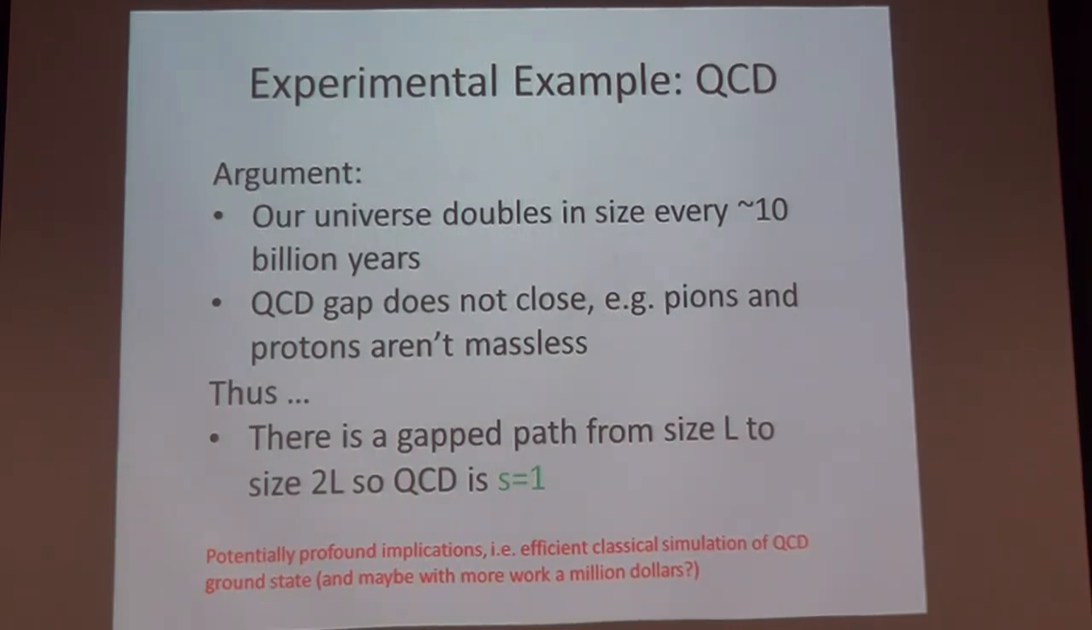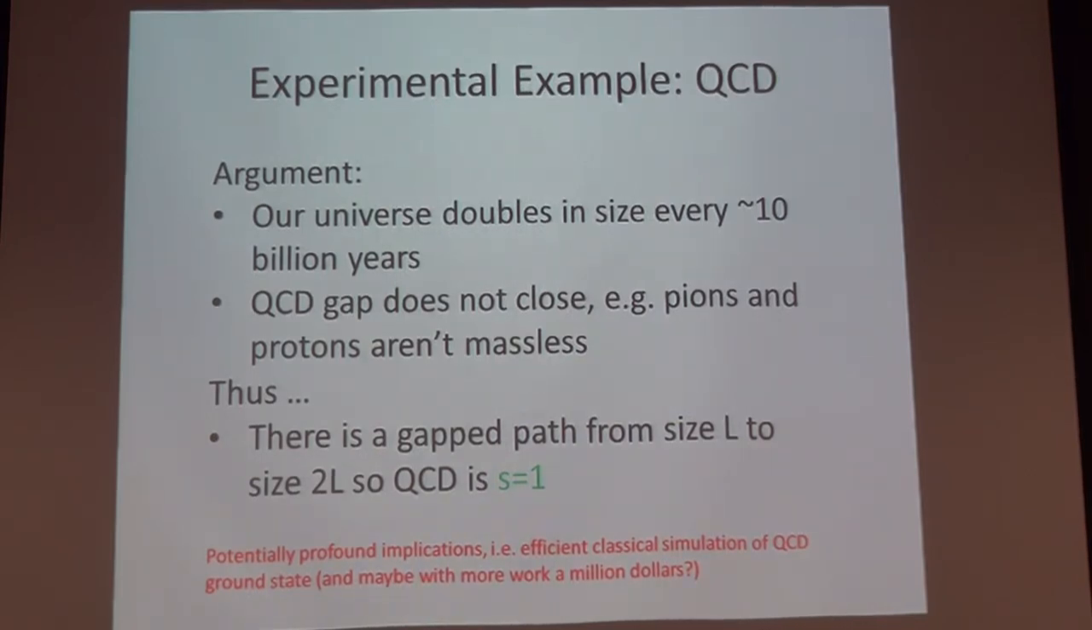Here's a kind of amusing experimental example, which I like. So I talked about expanding universe. Well, our universe is actually expanding. Every 10 billion years or so, it doubles in size. And QCD is a quantum field theory with a gap. And the gap does not close as a function of time. Pions don't suddenly become massless. So apparently there is a path in Hamiltonian space of QCD, which goes from system size L to system size 2L in a time which is of 10 billion years. And thus QCD is s equal to 1.